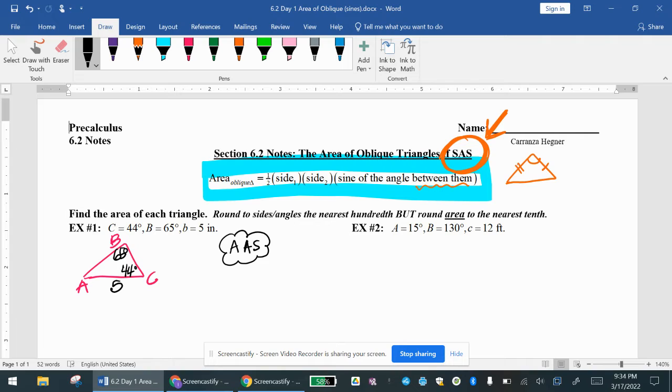Go ahead and pause the video right now and ask yourself, what pieces should I find? Remember, we've been working with the law of sines, so using the law of sines, what pieces would I need to find to convert this to a side angle side? Press play when you're ready to check.